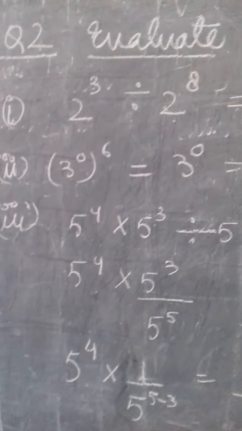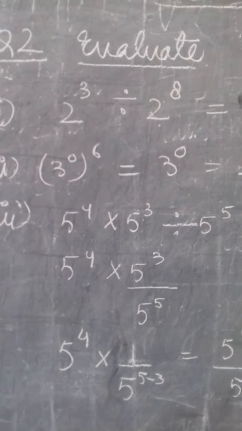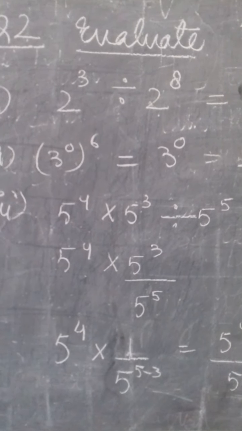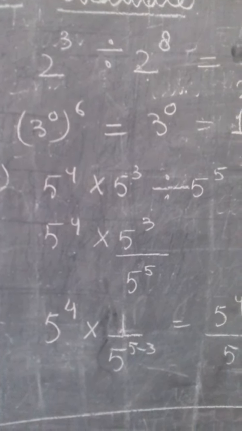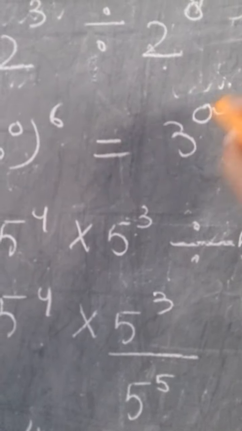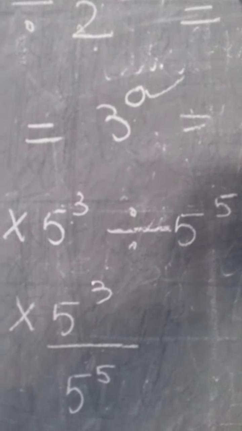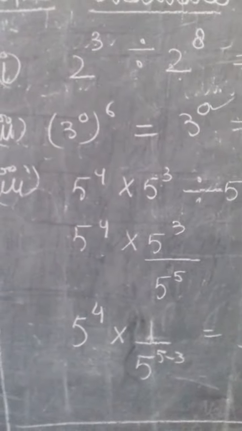Now the next one, 3 to the power 0 in a bracket, then 6. When this bracket opens, this 6 will be multiplied by 0, and 6 zeros are 0, and 3 to the power 0 is 1. Just now we have studied this fact.